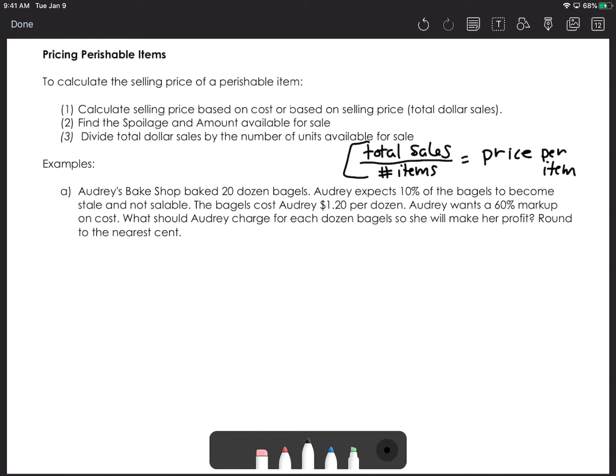So we have to do some steps here. The first step is we need to figure out the total sales. Then the second step is we're going to figure out the number of items that we're going to sell. And then in the third step, we're just going to do the division, where I take the total sales divided by the number of items.